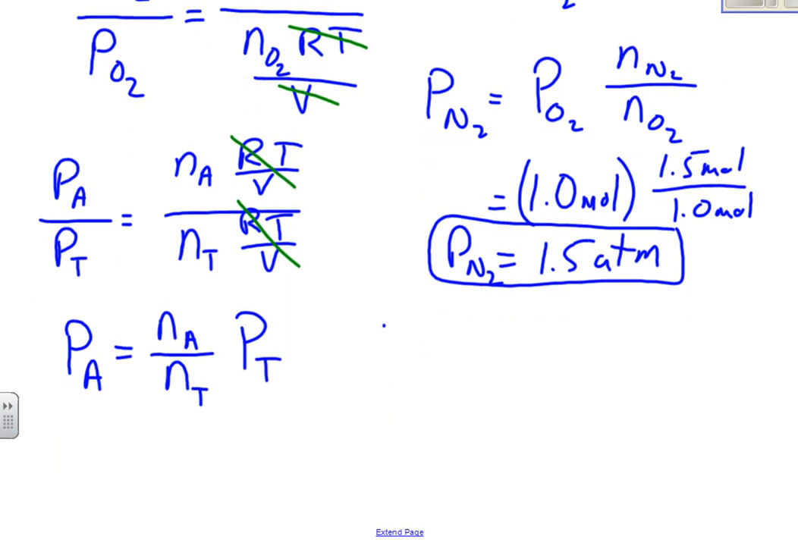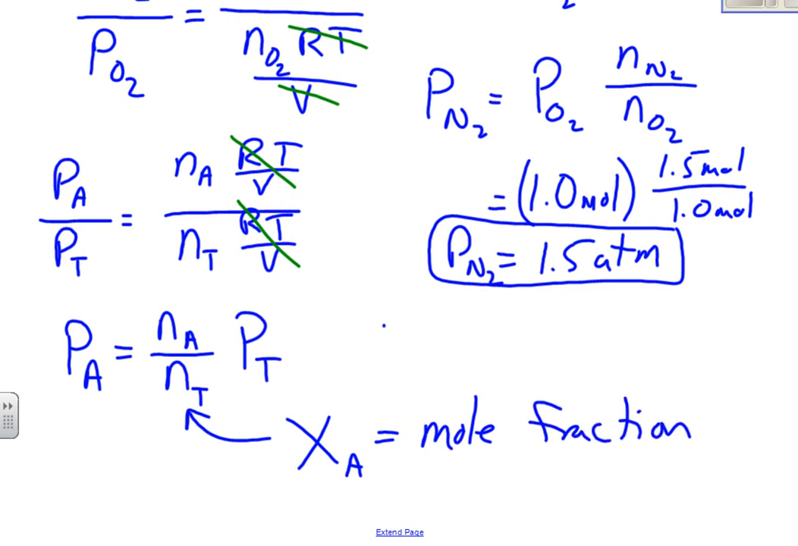All right, and then this part right here has a special value. It's given the symbol X sub A, and that's equal to the mole fraction. Oftentimes in a problem you'll be able to figure out that mole fraction, the ratio of moles of one gas over the total moles, times the total pressure, allowing you then to figure out the pressure of some individual gas. So we'll be using that quite a bit in problems as well.